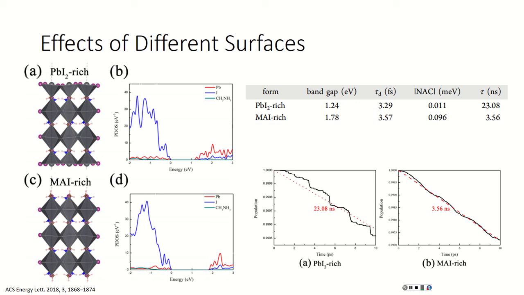So when we take into account the partial density of states, we look at both of them. We see that the band gap in the lead iodide rich surface is significantly smaller than the methyl ammonium iodide rich surface. A great positive to this is because of this lower band gap, it takes us less energy to actually excite this material than it would if we were trying to excite the methyl ammonium iodide rich surface. So that is one benefit already of the lead iodide rich surface over the methyl ammonium iodide rich surface.